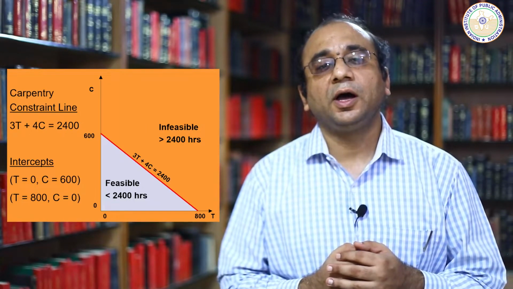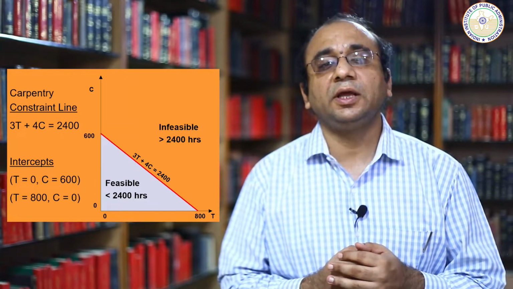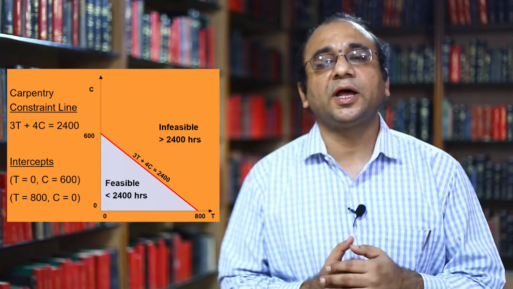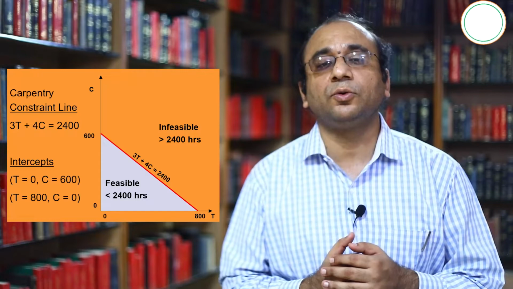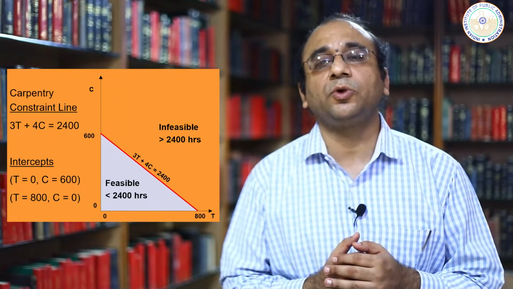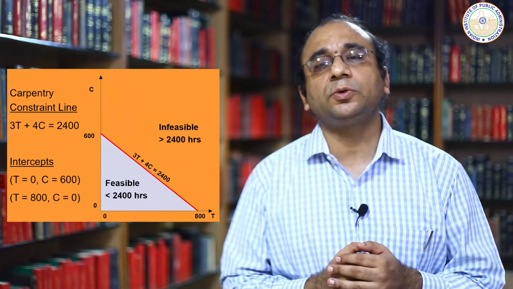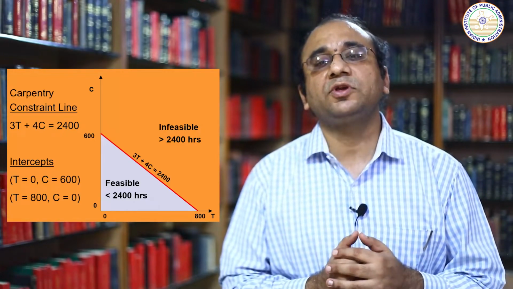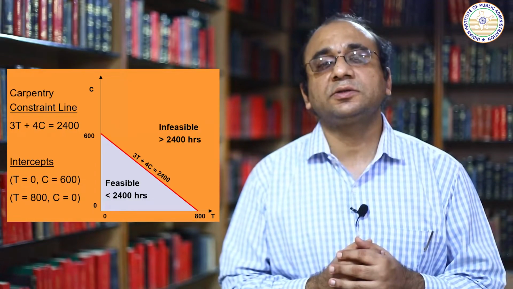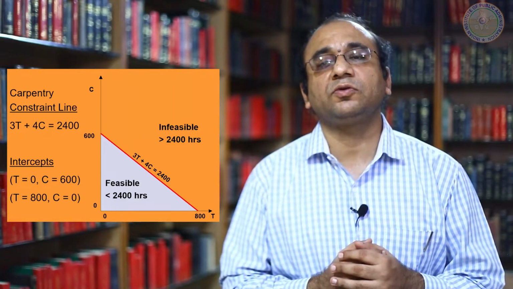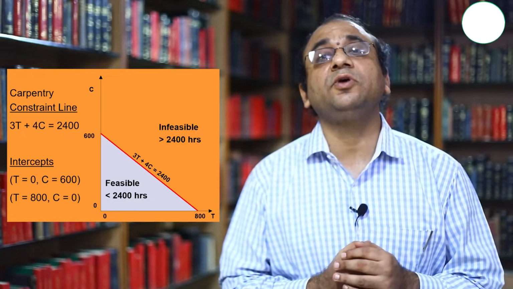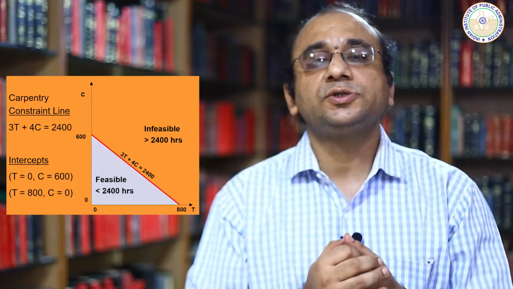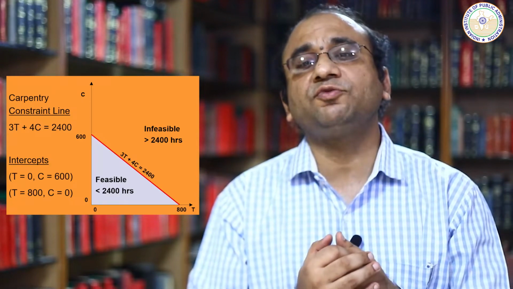We are going to plot these figures onto a graph. When t is 0, c is 600, we plot that onto the graph, and when c is 0 and t is 800, we plot that as well. These two points we join together with a line, which is now a constraint line, 3t plus 4c is equal to 2400. This is the line of equality. The constraint is given as less than or equal to 2400. So what will be the feasible region for this particular constraint?